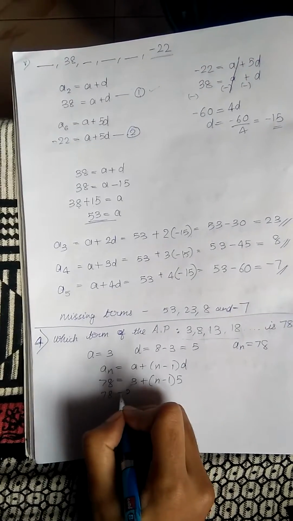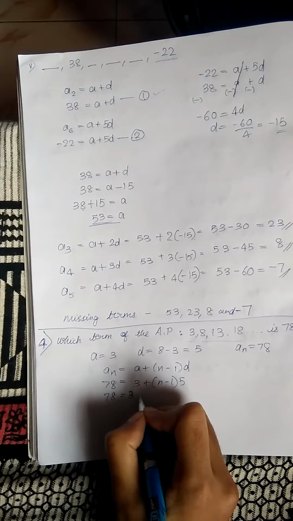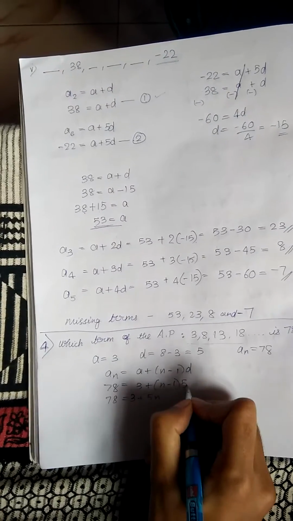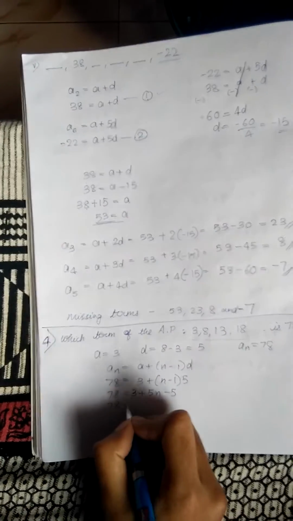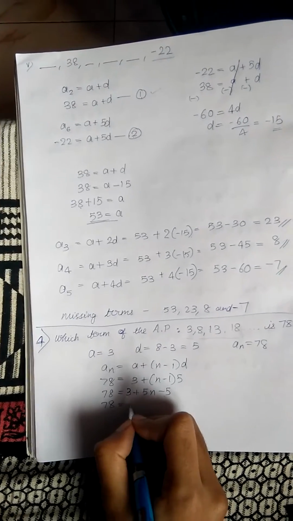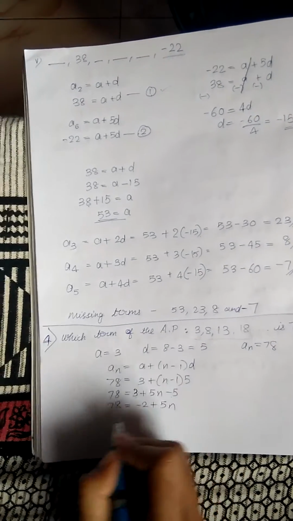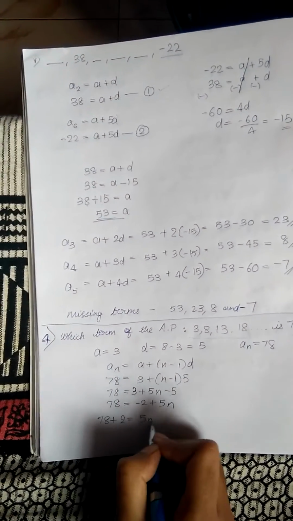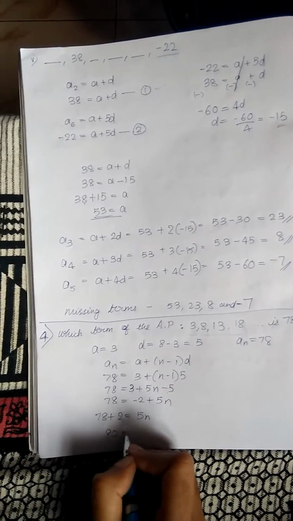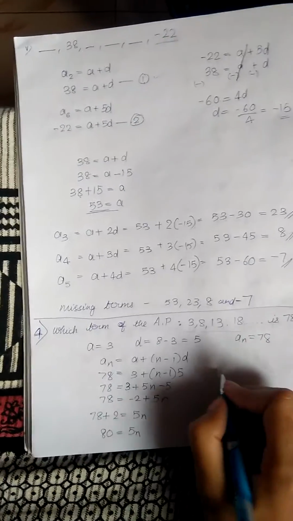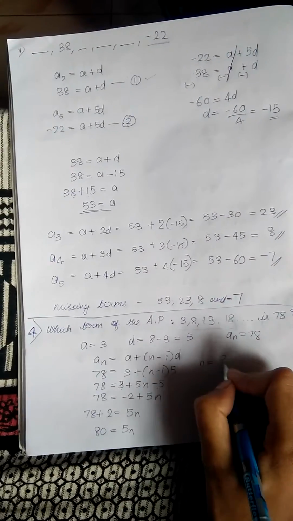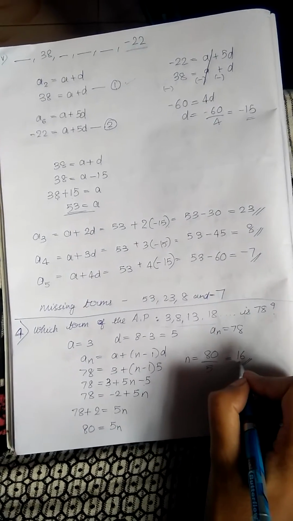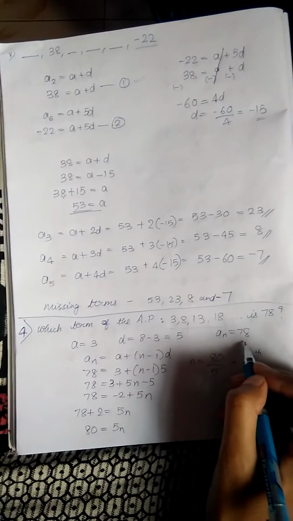78 equals 3 plus n minus 1 times 5. N into 5 gives you 5n, minus 1 into 5 is minus 5. So 78 equals 3 minus 5, which is minus 2, plus 5n. Minus 2 goes to the left hand side, so it becomes 78 plus 2 equals 5n. 78 plus 2 is 80 equals 5n. So n equals 80 by 5, that is 16. So the 16th term of the AP series is 78.